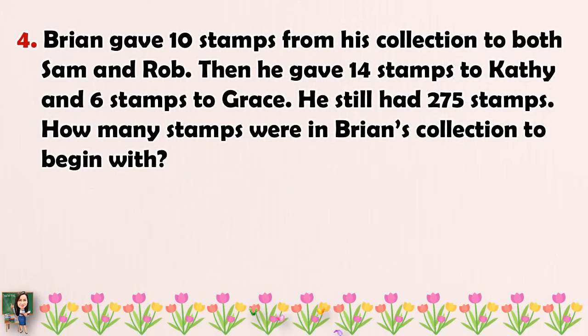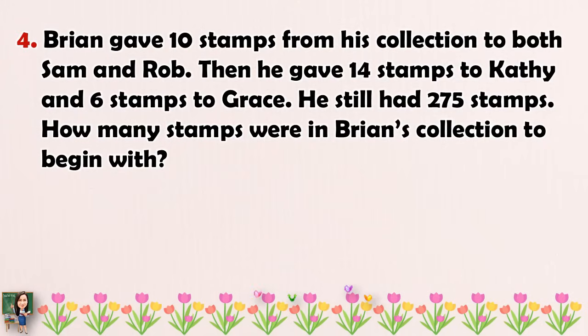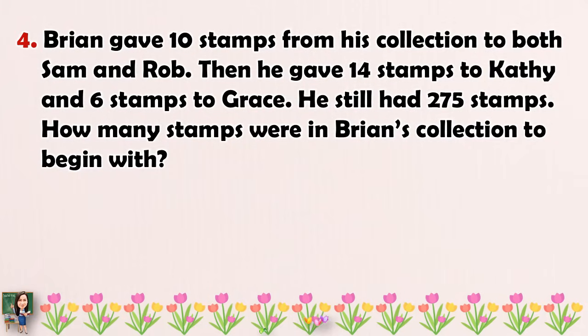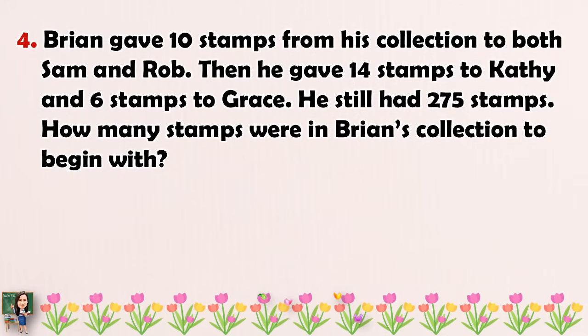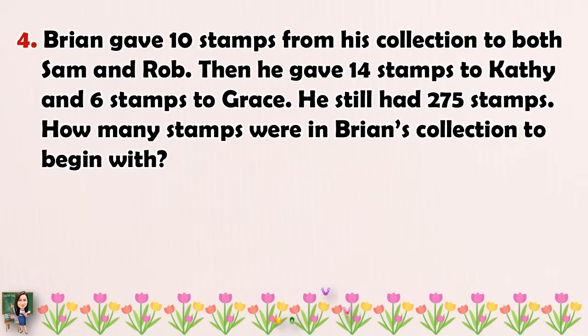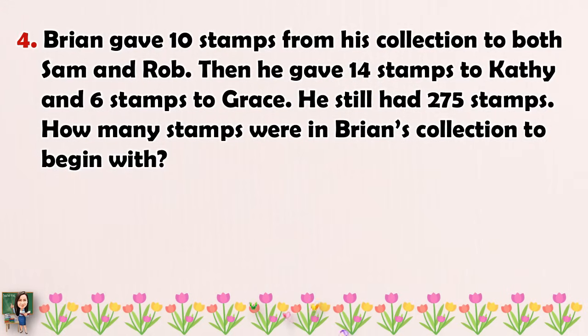Number 4. Brian gave 10 stamps from his collection to both Sam and Rob. Then he gave 14 stamps to Kathy and 6 stamps to Grace. He still had 275 stamps. How many stamps were in Brian's collection to begin with?